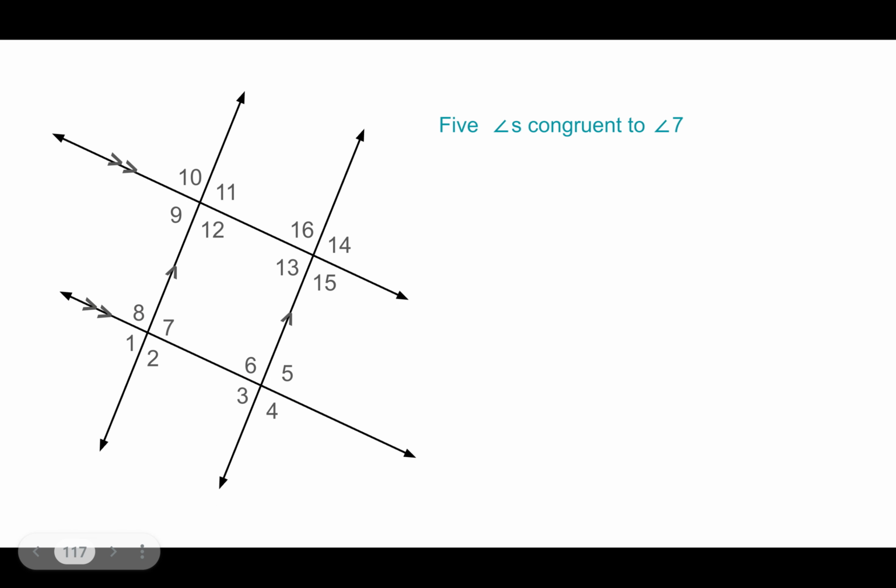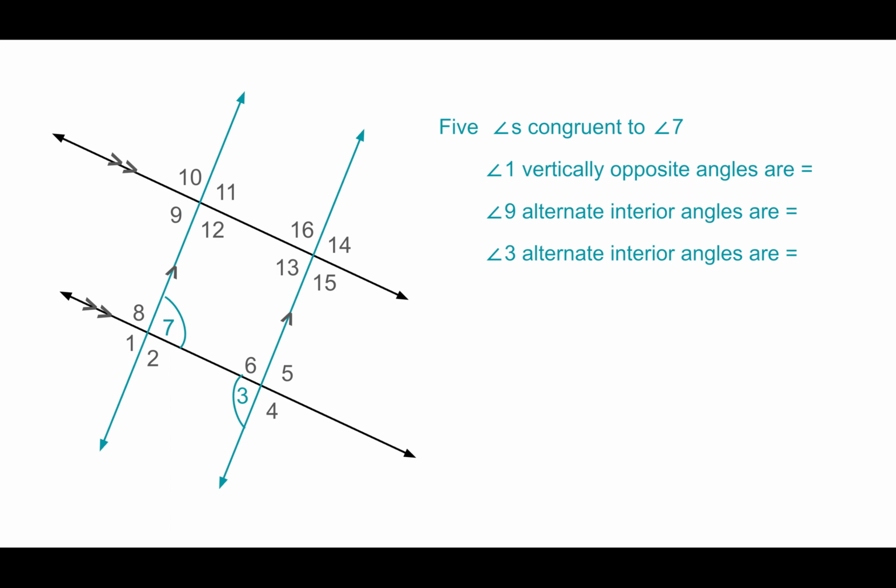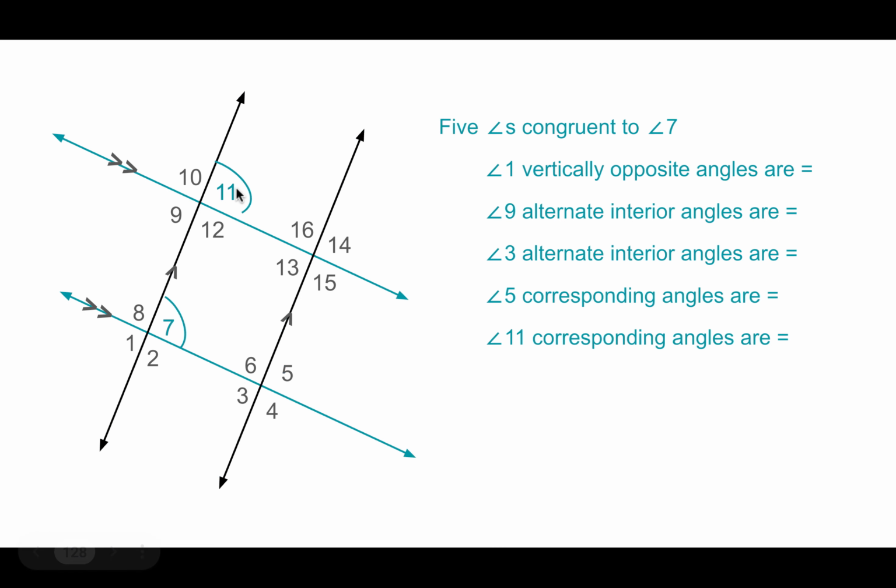Now let's find 5 angles congruent to angle 7. So here's angle 7. Angle 1 would be congruent because vertical angles are equal. Angle 9 would be equal because alternate interior angles are equal. Here's your transversal. Angle 3 would also be equivalent because alternate interior angles. Again, now we're looking at these two sets of parallel lines with this being my transversal. Angle 5 would also be equal because they're corresponding angles. Angle 11 would also be equal. Again, corresponding angles. We've just changed the transversal here now.